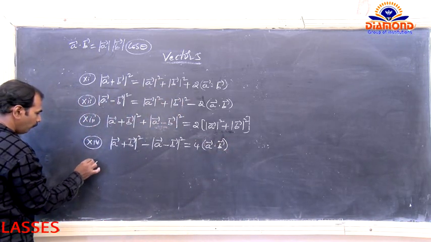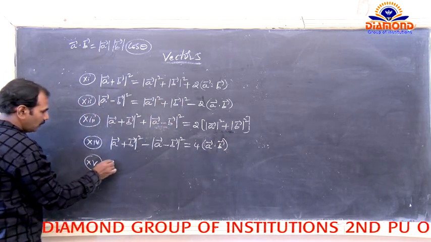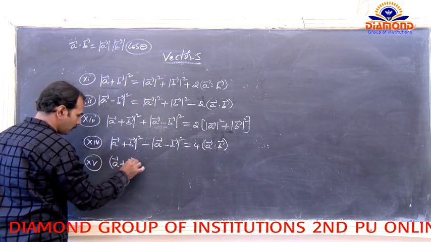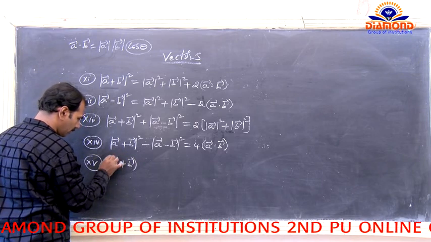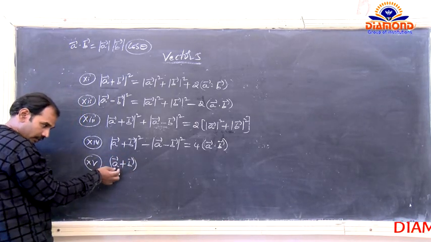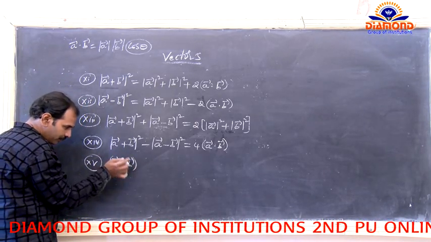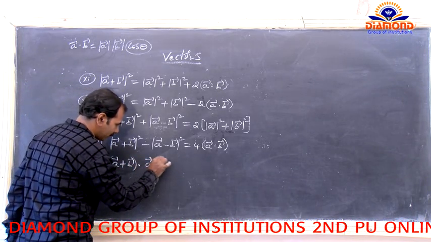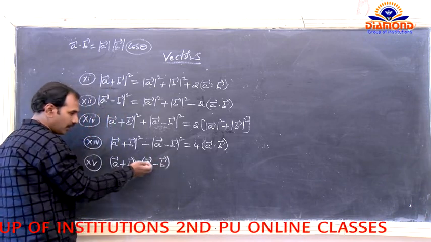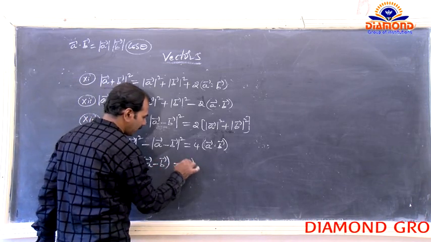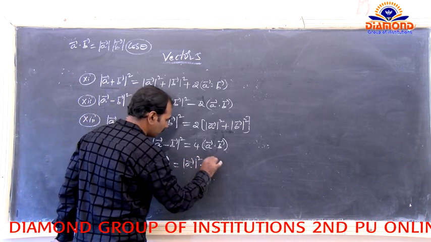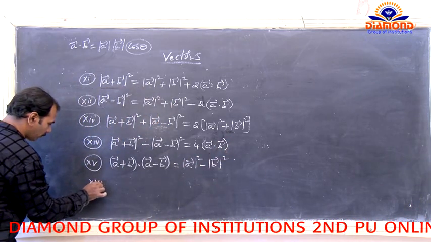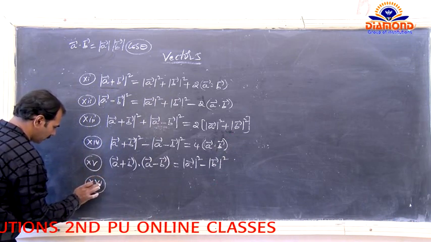Next, 15. Magnitude of (A plus B) into (A minus B), it means magnitude of A square minus magnitude of B square. Very important formula, this 16th one.